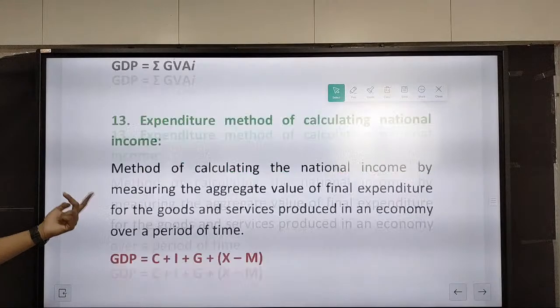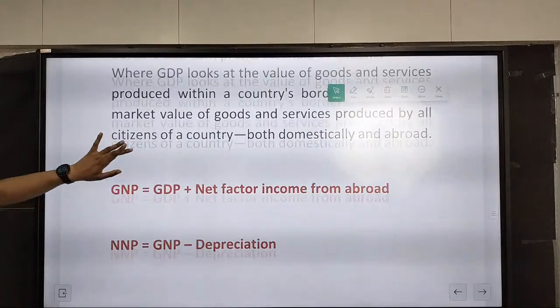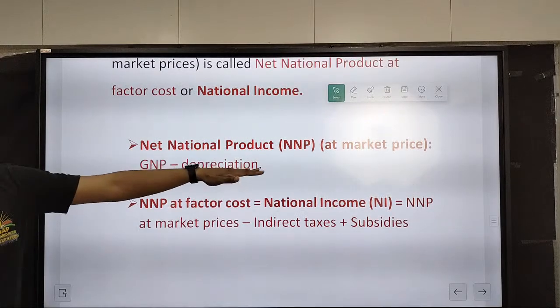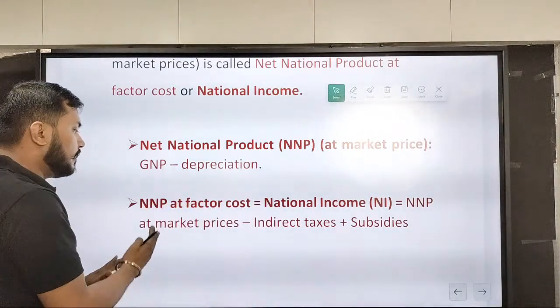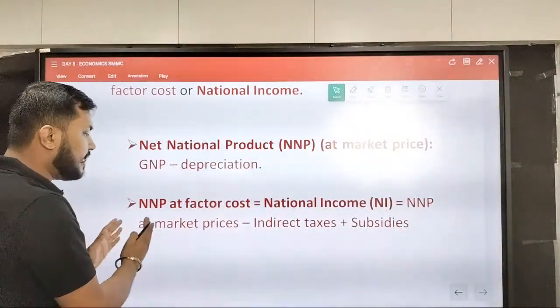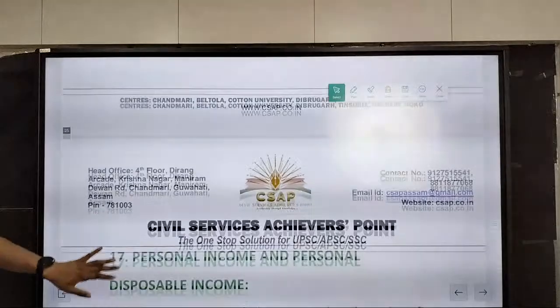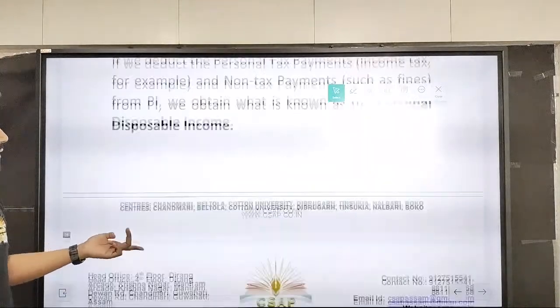So nominal GDP, real GDP, all these things directly come into prominence. See, net national product, NNP. So you have market price of GNP minus depreciation. Net national product at factor cost, national income, is NNP at market prices minus indirect taxes plus subsidies. It is called net factor cost. Personal income also adds up to build up the national income. Then you can see how we are directly going with the calculation of all this.